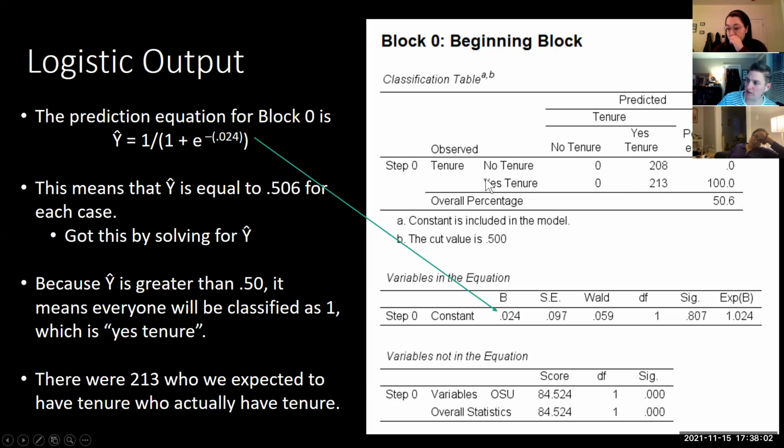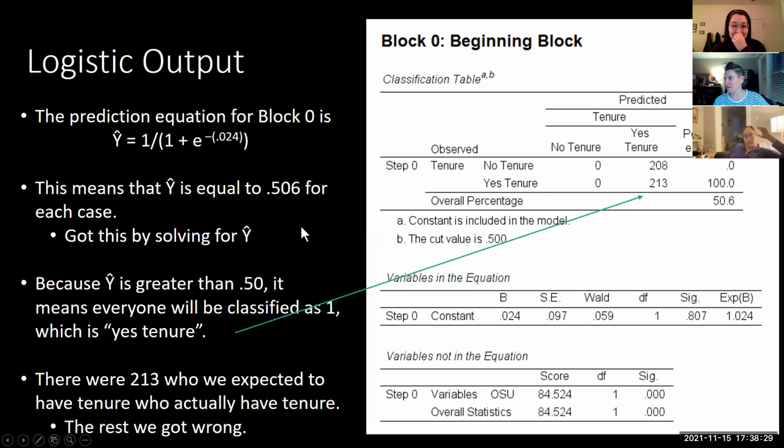So the other thing that you end up with here is this contingency table. You'll see that of all of the people who did not have tenure, we expected that they all did have tenure, so we got none of them correct. We got 100% of these guys correct, though. On average, we got 50.6% correct. Look at that, 50.6. You see that? 50.6. Math. Ta-da.